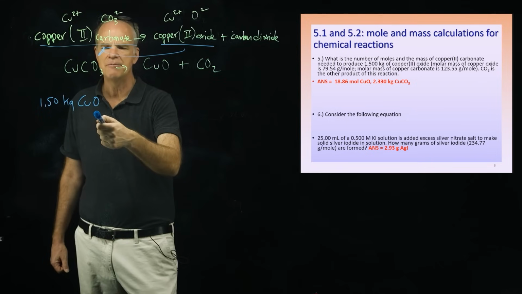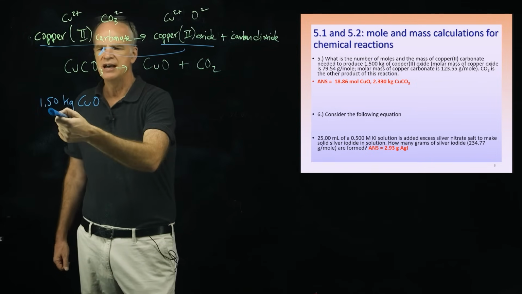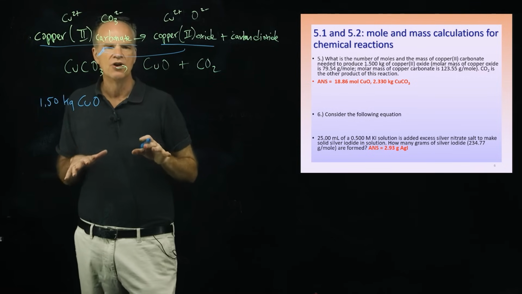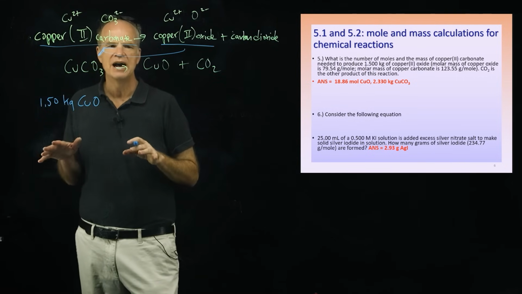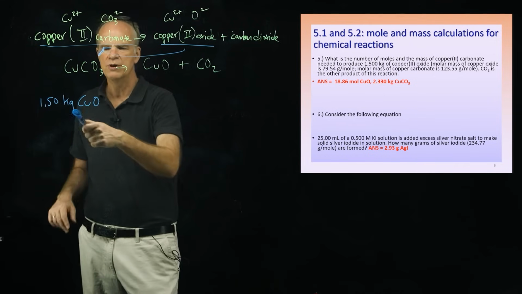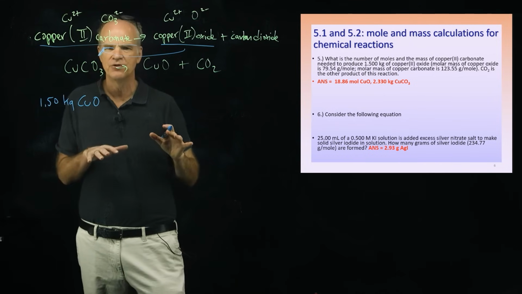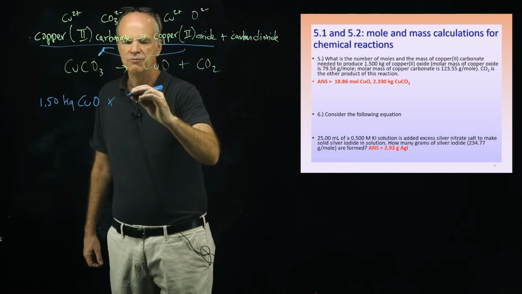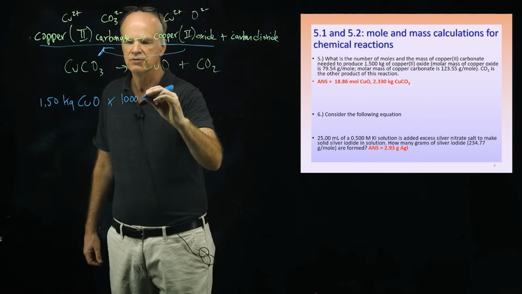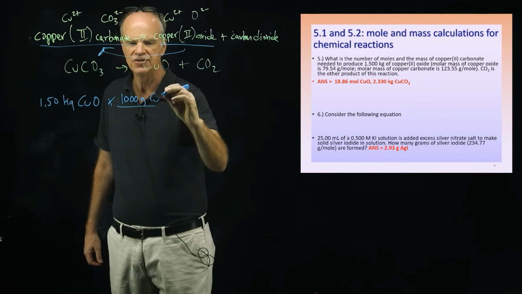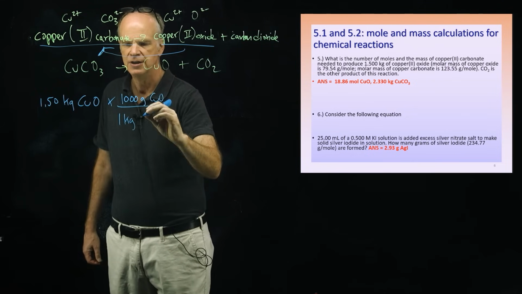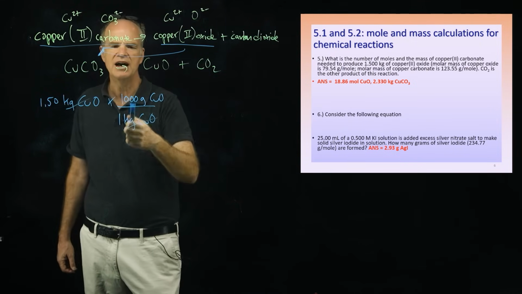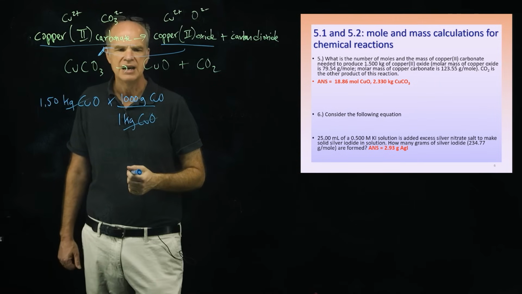So we have to get copper oxide into moles. We have 1.5 kilograms of copper oxide. We'll have to use a molar mass, and you might remember that a molar mass is the number of grams in 1 mole, but we have kilograms here. So we'll first have to get kilograms into grams. So it's going to be times 1,000 grams of copper oxide over 1 kilogram of copper oxide. Here, kilograms of copper oxide cancel out, and we're now at grams of copper oxide.